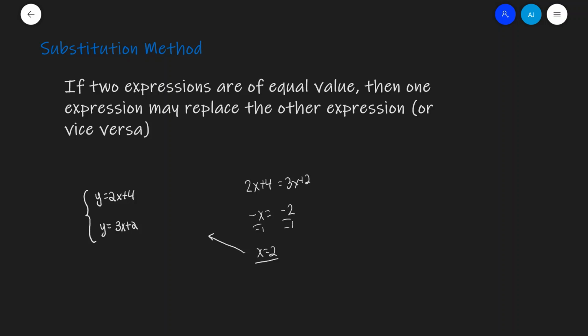So now we have to plug the x value back into one of the original equations to get our y value. In this case, I'll just do the first equation. y equals 2x plus 4, and we're going to substitute this x equals 2 value into this equation. So it would be y equals 2 times 2 plus 4, which would ultimately give us 8. So now we have the x and the y value. Our solution for this system of equations is (2, 8).